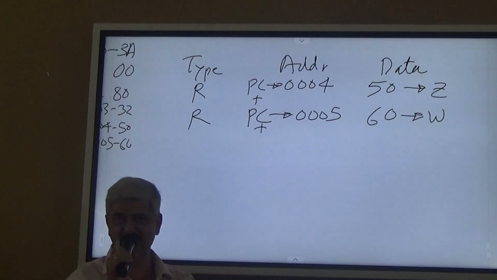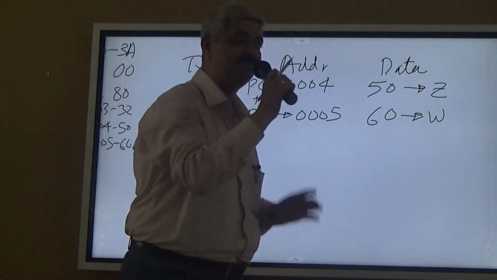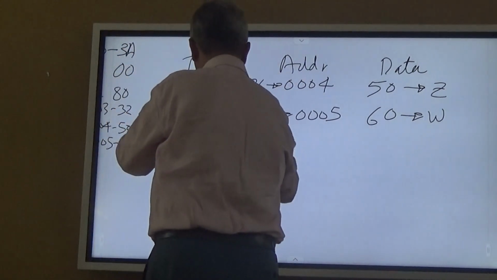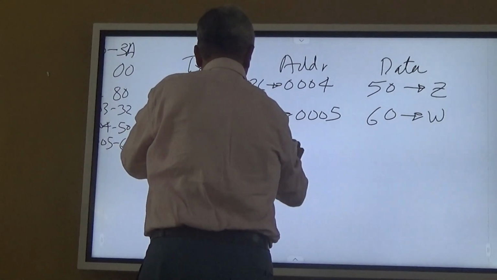So WZ should give address and that would be 6050. So WZ giving 6050.